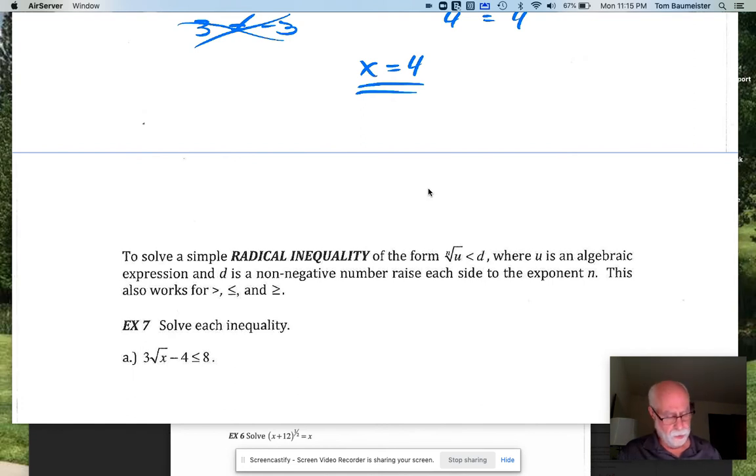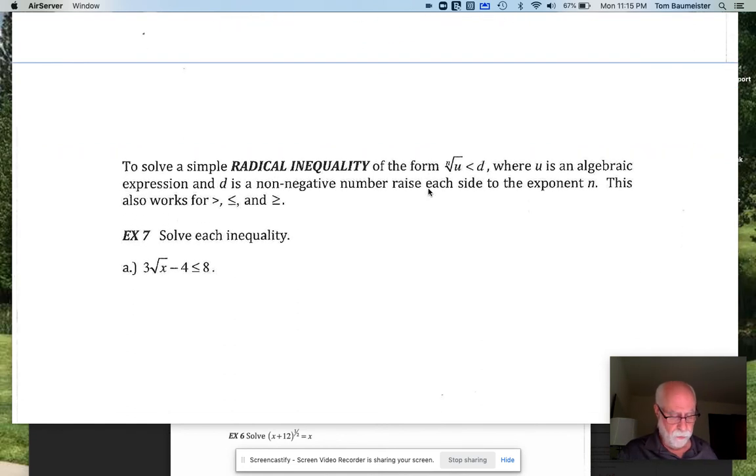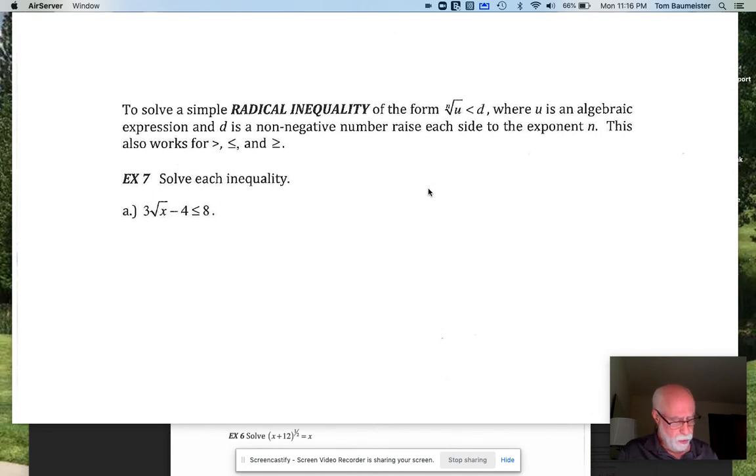And then to solve a radical inequality of the form the nth root of u is less than d, where u is an algebraic expression and d is a non-negative number, raise each side to the exponent n. This also works for greater than, less than or equal to, and greater than or equal to. So example 7, solve each inequality. So we have 3 times the square root of x minus 4 is less than or equal to 8.